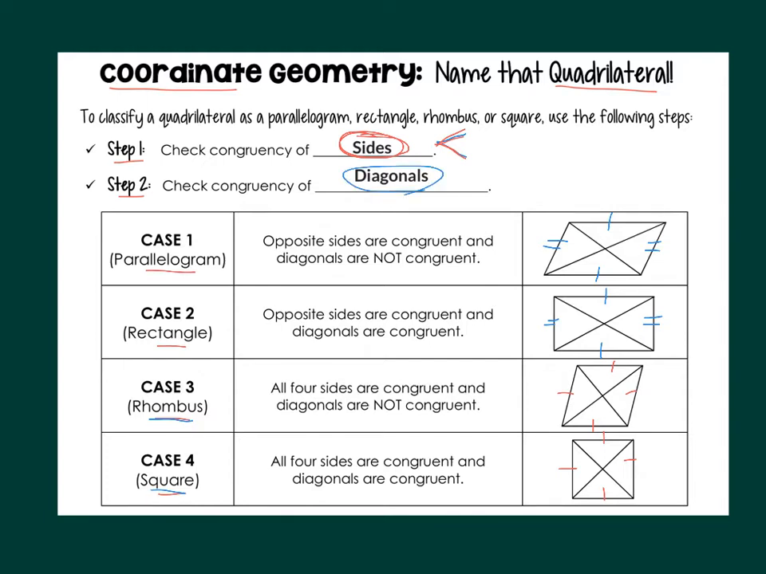If we have sides that are essentially two distinct numbers and the diagonals are not congruent, then we must be dealing with a parallelogram. If we're dealing with sides that have two distinct values and the diagonals are congruent, then we're dealing with a rectangle. Conversely, if all four side lengths are the same and the diagonals are not, it must be a rhombus. And if all four sides are the same and the diagonals are as well, it must be a square. Now, basically what we're saying is we're going to have to do the distance formula 6 times.